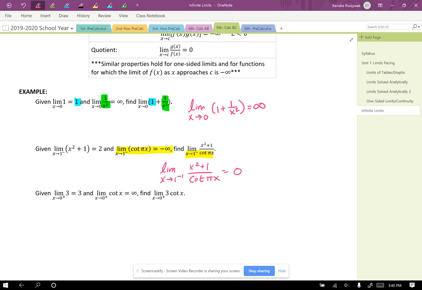Which property did you use for this? You should have used the product property because we're taking the product of a constant and infinity, where the constant is positive and infinity is positive. We know that the limit as x approaches 0 from the right of 3 cotangent of x is going to be positive infinity.